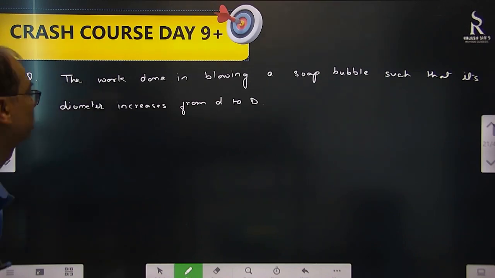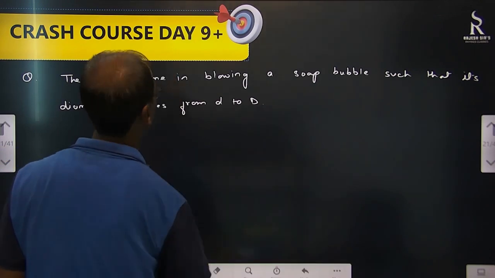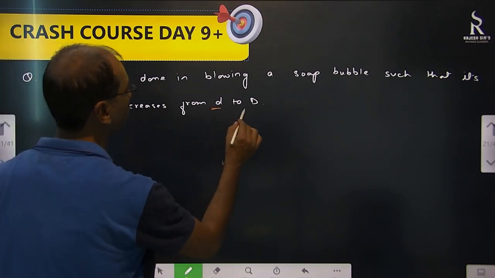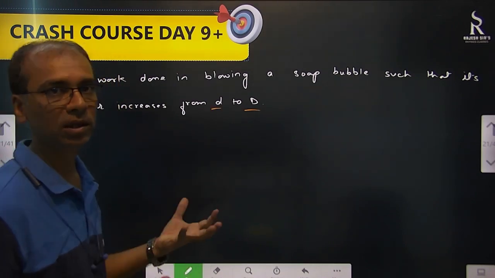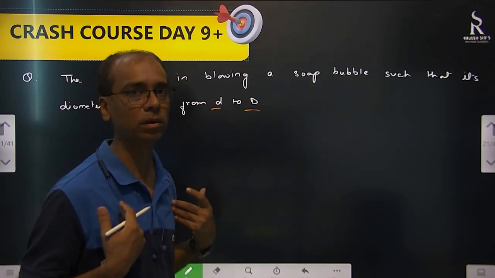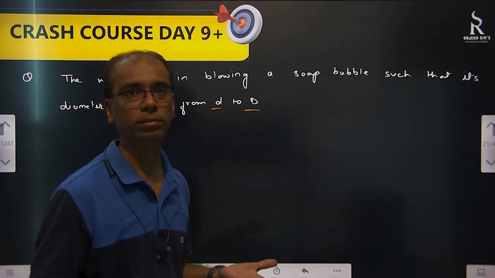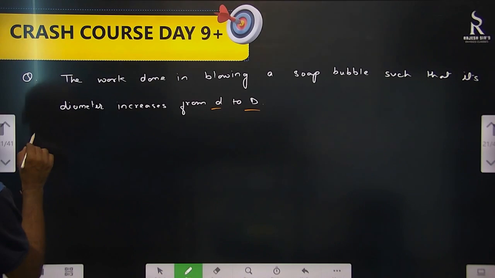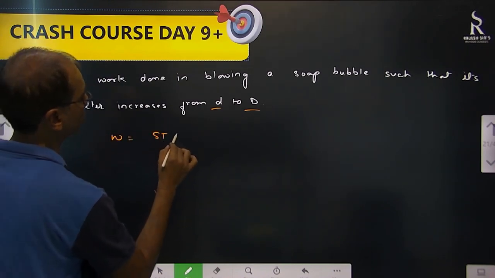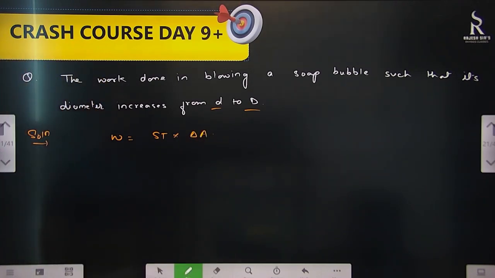There is a question here now. The question asks, what is the work done in blowing a soap bubble such that its diameter increases from D to D? Now, what it's doing is increasing the area of the bubble. So when you increase the area of the bubble, who has to do work? We have to. How to find it? Here, work done will be surface tension into change in area.